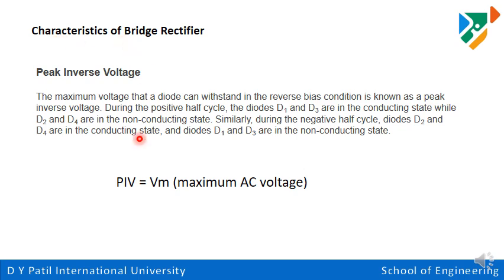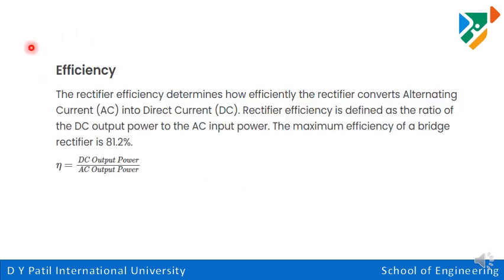Now what are the different characteristics of the bridge rectifier? As we already covered what is meant by peak inverse voltage, the peak inverse voltage here is Vm. Efficiency, as we know, is nothing but the DC output power to the AC input power, and for the bridge rectifier the efficiency is 81.2%.